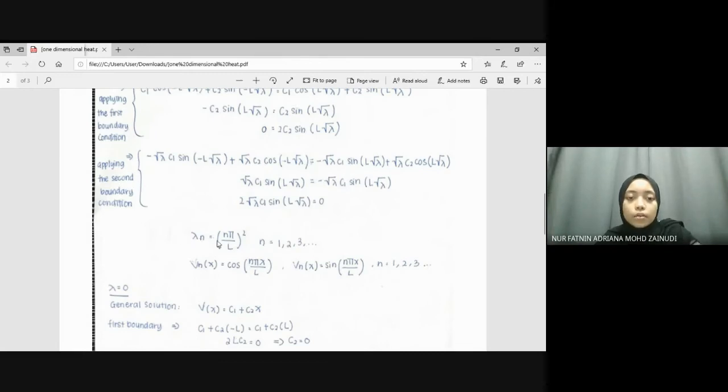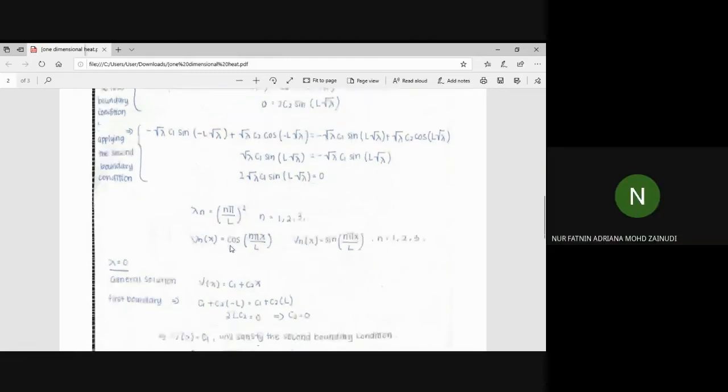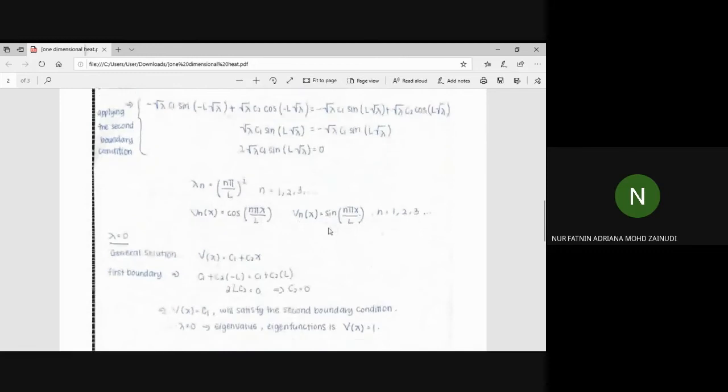Lambda n is equal to (n pi over L) all squared. This is the eigenvalue. And these are the eigenfunctions corresponding to these eigenvalues. This is the eigenfunction that we get.